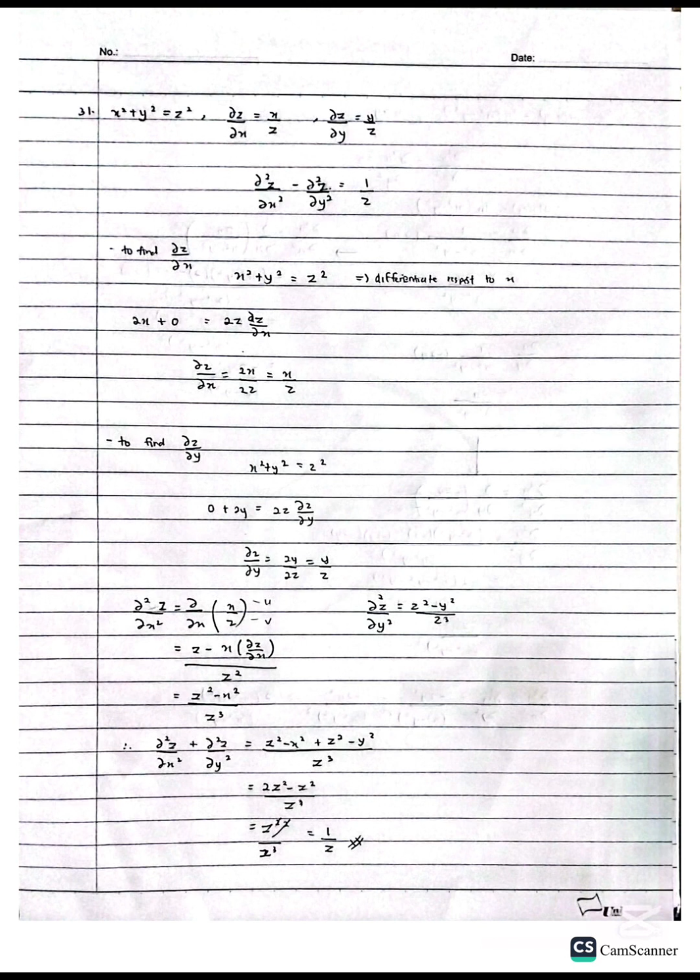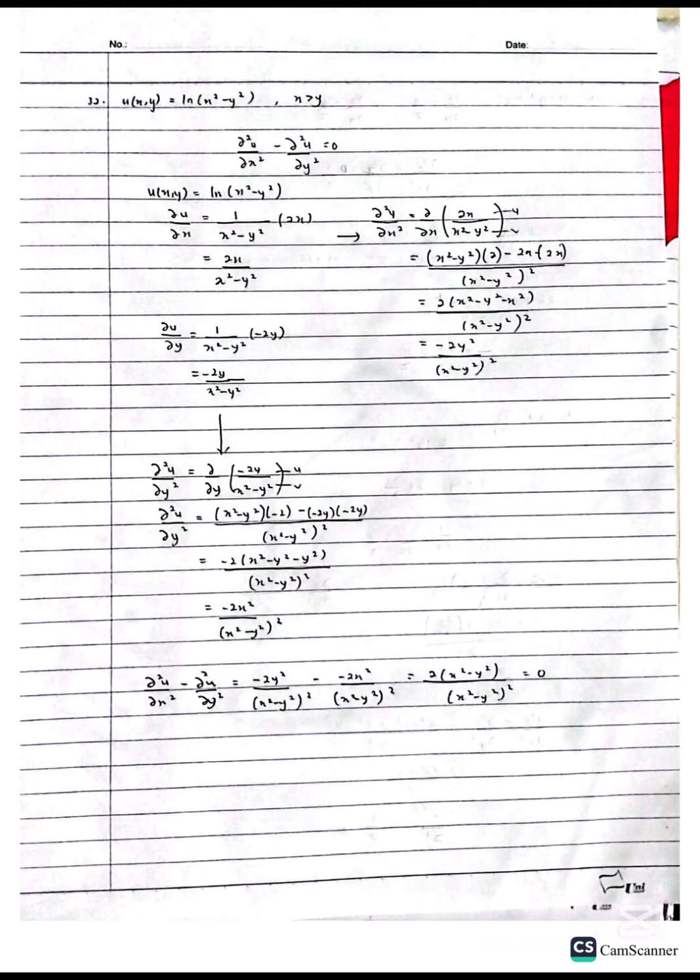Then the question asks us to deduce that ∂²z/∂x² + ∂²z/∂y² = 1/z. So we need to differentiate a second time. So we differentiate x/z with respect to x by using the quotient rule, and we get the answer 1/z.